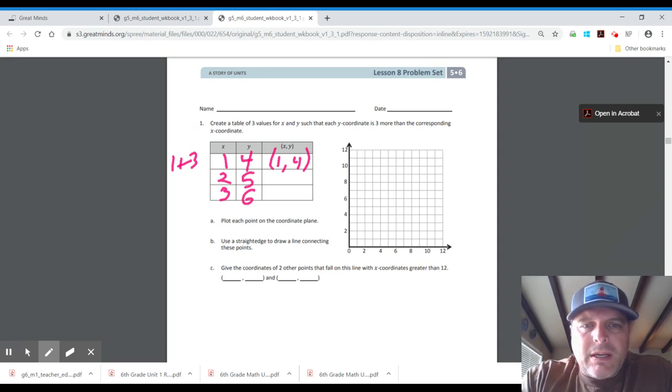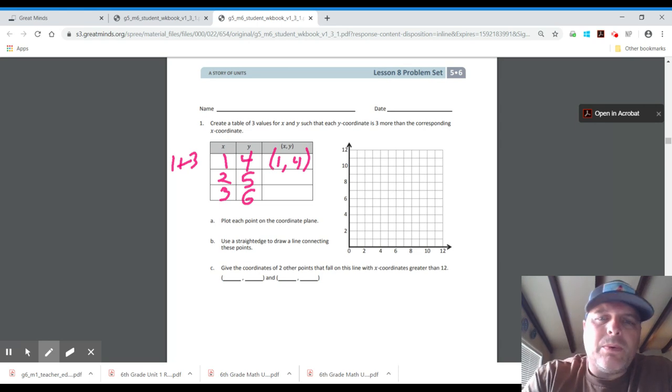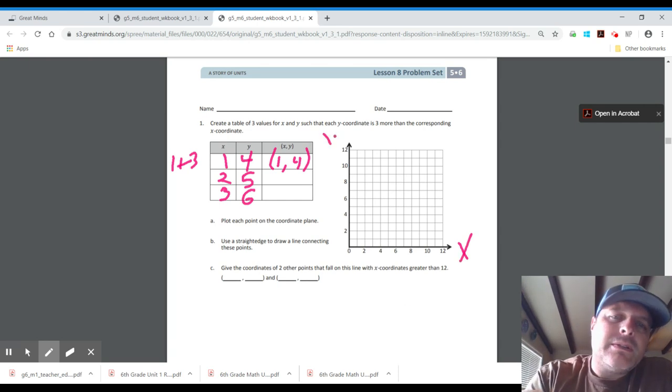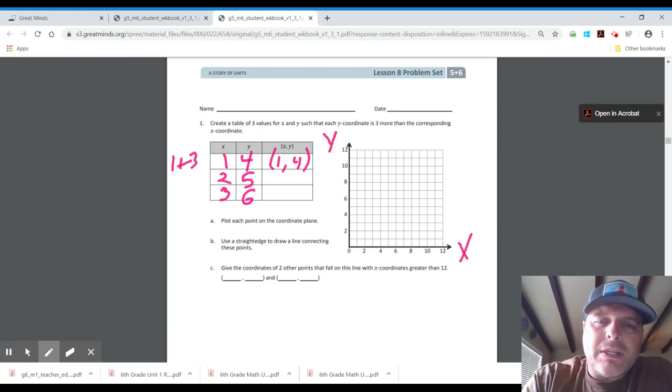Okay. We're going to plot these on the plane. So let's go ahead and plot them. The first one is 1, 4. So I'm going to look for 1 on the x. X is the bottom line. So let's find 1. 1 is right there. And we're going to follow that up until we get to the number 4. So here's our first point, 1, 4. 1 for the x at the bottom, and then 4 is over here at the y.